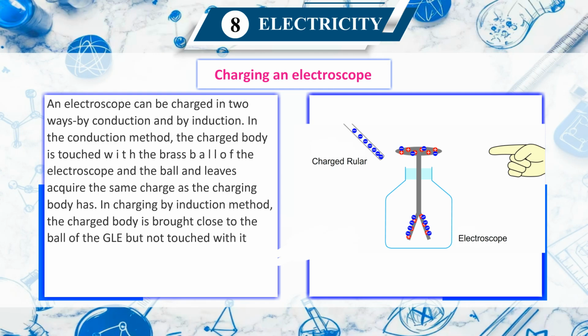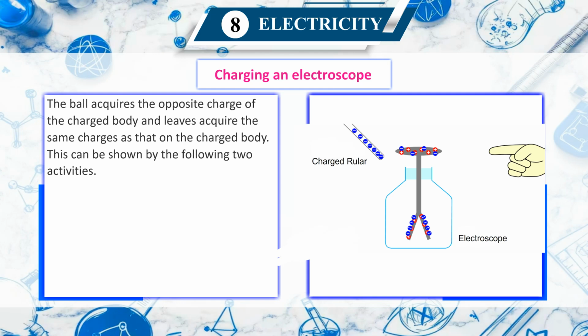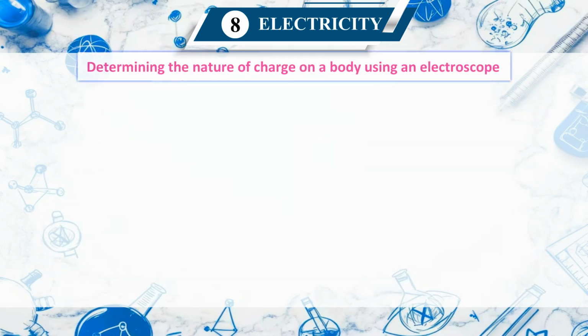In charging by induction method, the charged body is brought close to the ball of the GLE, but not touched with it. The ball acquires the opposite charge of the charged body and the leaves acquire the same charge as that on the charged body. This can be shown by the following two activities.